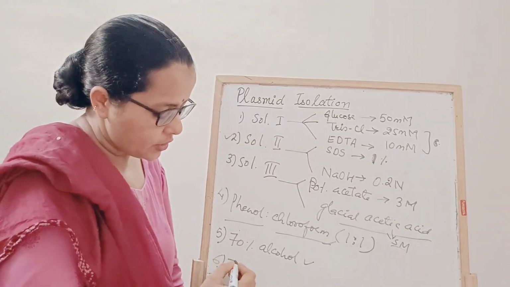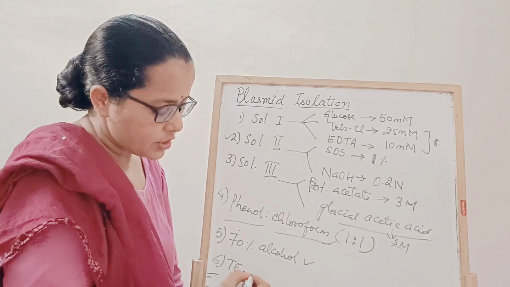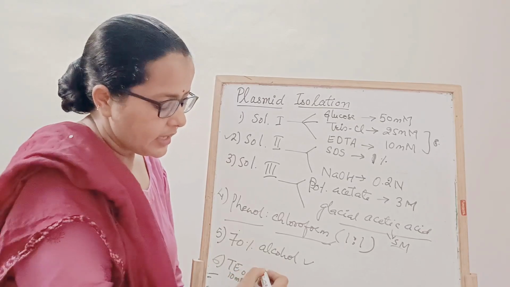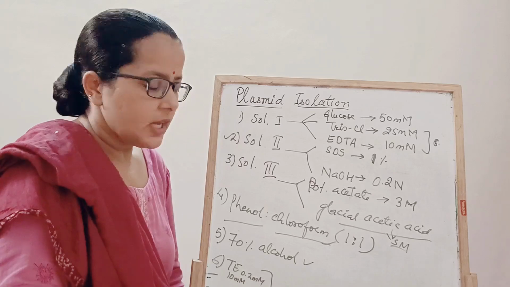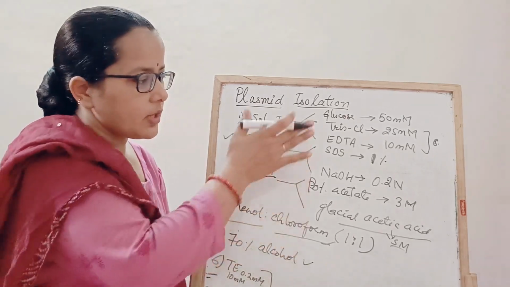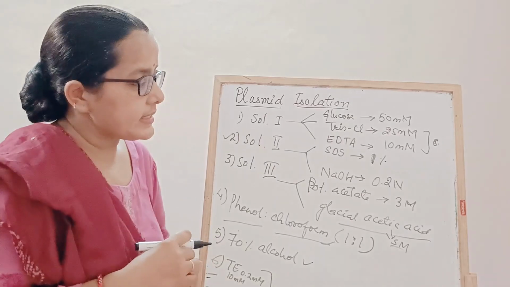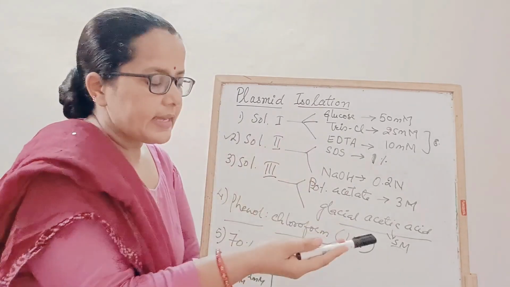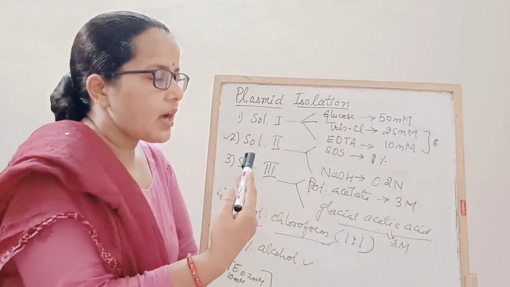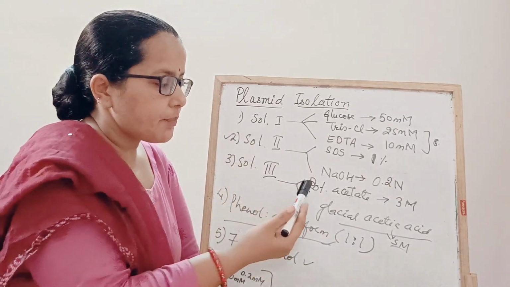And then the sixth one is TE buffer, 10 millimolar Tris and 0.2 millimolar EDTA, that you have to prepare. So these are all the solutions you need for plasmid isolation. And these solutions are basically just to lyse the cell, and some are to maintain the pH.